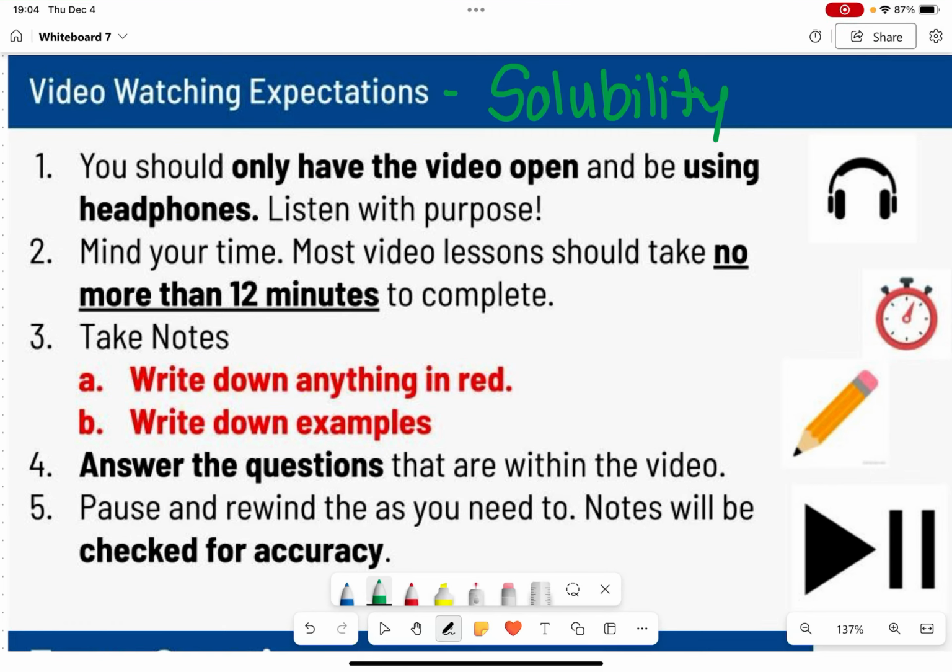In this video, we are going to be talking about solubility and what makes up a solution, the different parts, and how we can distinguish different types of solutions.